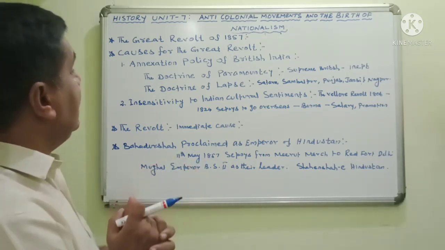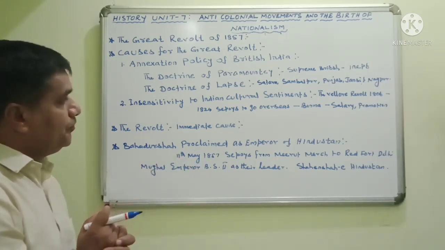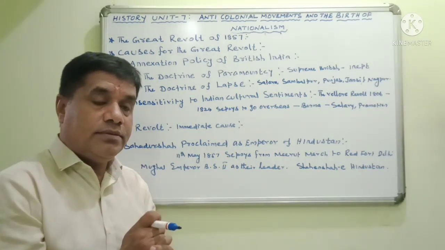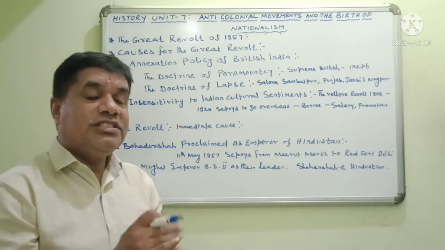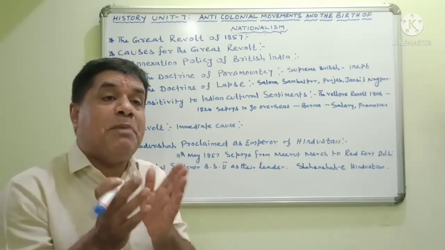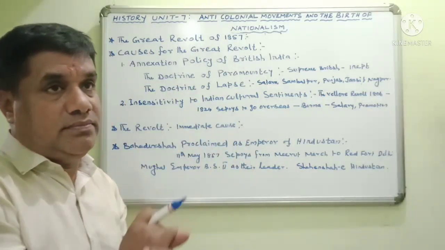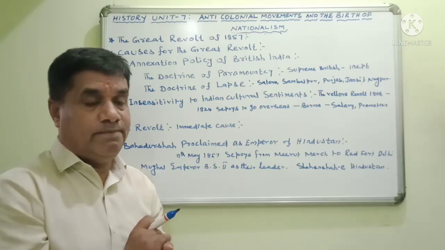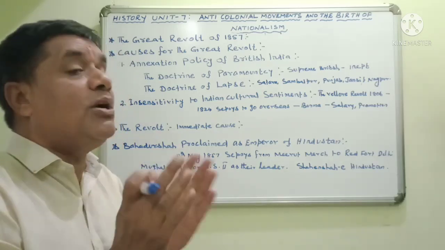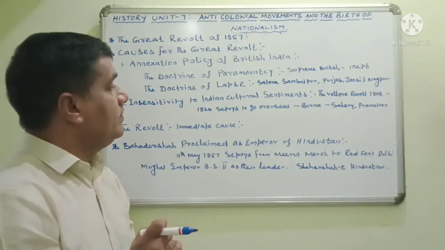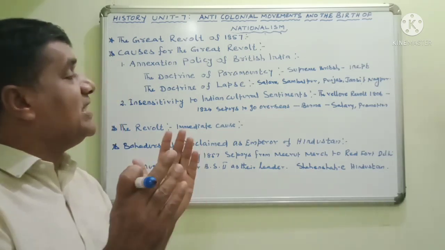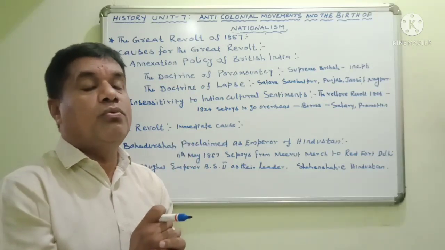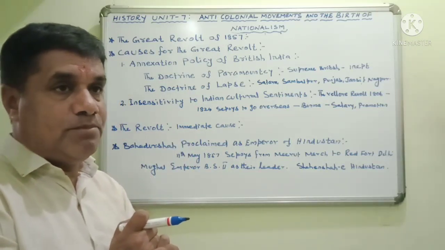In 1824, the Britishers ordered the Indian sepoys to go abroad, to the overseas colonies. Particularly, they wanted them to go to Burma. The Indian soldiers, the sepoys, avoided going overseas, abroad.